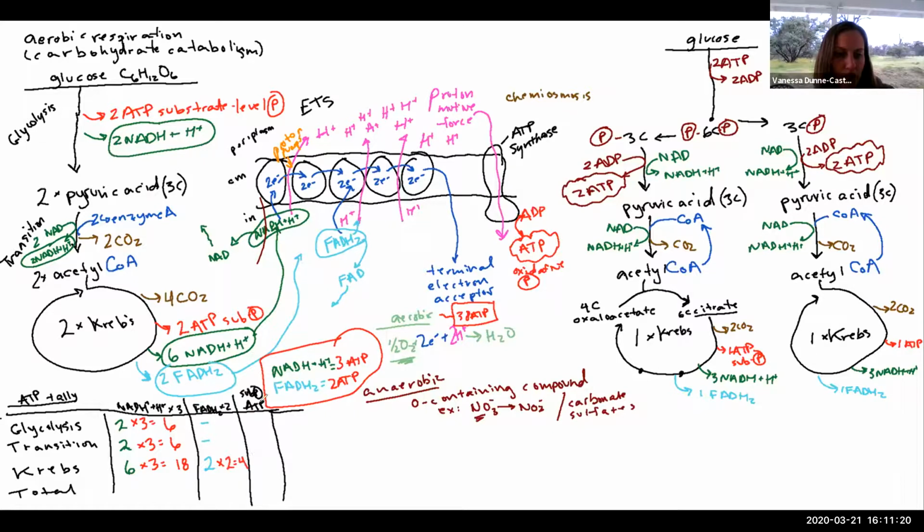Now let's look for substrate level phosphorylation. For glycolysis, going back up, we have 2 net total generated through substrate level phosphorylation. So there's 2. For transition, there's nothing, no ATP generated through substrate level phosphorylation. And for the Krebs cycle, for every input of glucose, we have 2 turns of the Krebs cycle, and therefore there are 2 ATPs that are generated through substrate level phosphorylation.